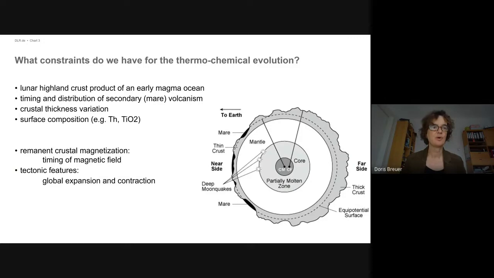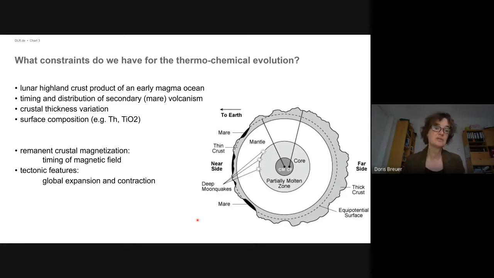Another important point is that we have constraints on the timing and distribution of the secondary volcanism, or mare volcanism, as it's called on the moon. We have crustal thickness variation, which you can nicely see in this figure, where we have a thin crust on the near side of the moon and a thicker crust on the far side. We also have information about the surface composition. Here I've mentioned the radiogenic heat sources like thorium, but also the titanium content in the mare basalts, which give us constraints on how the planet has evolved. But I'll come back to that later.